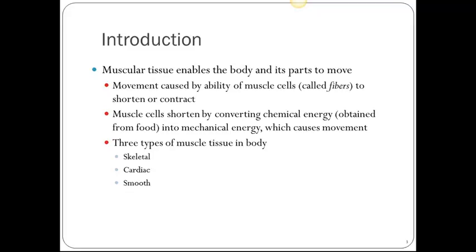Muscular tissue enables the body and its parts to move. The movement is caused by the ability of the muscle cells, called fibers, to shorten and contract. Muscle cells shorten by converting chemical energy obtained from food into mechanical energy, which causes movement. There are three main types of muscle tissue in the body, and you'll want to know the difference between these three types for your test. There's skeletal, cardiac, and smooth muscle.